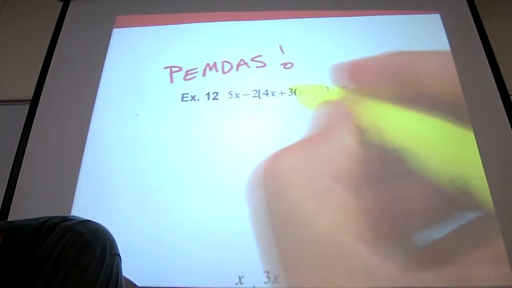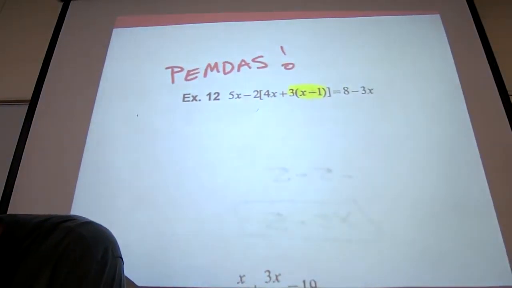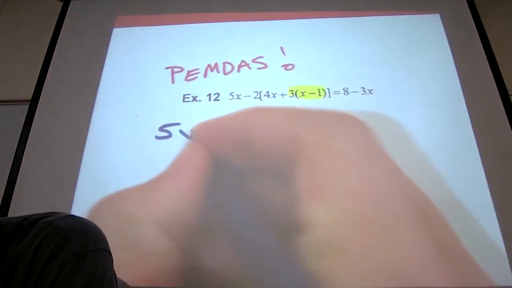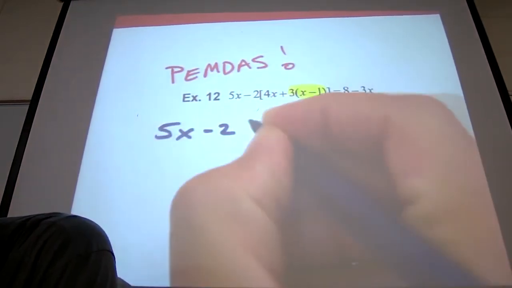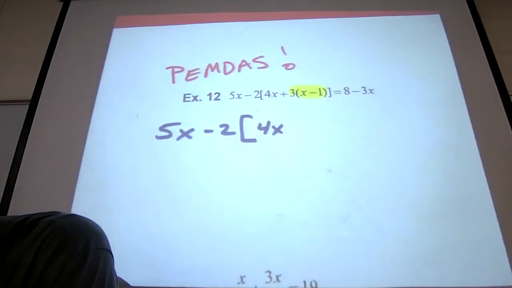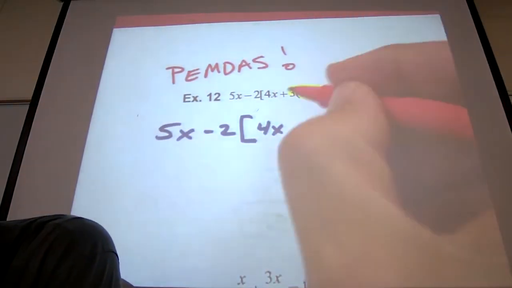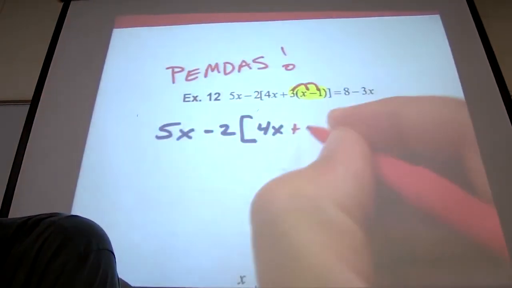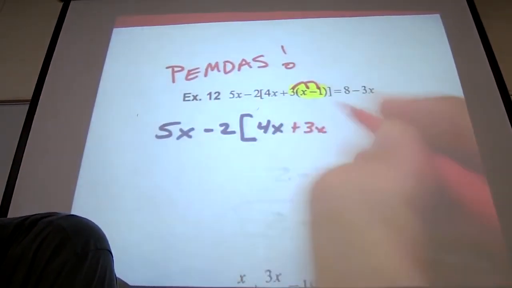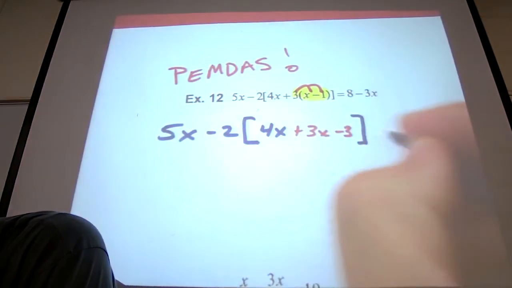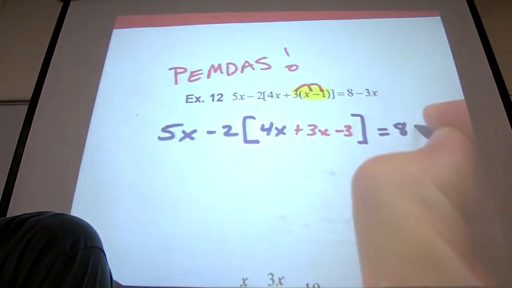Exactly what Cole said. Let's go ahead and take care of that first. Okay? So I'm going to rewrite it. I have 5x minus 2 times this bracket of 4x. And now I'm going to distribute 3 times x is 3x, and 3 times negative 1 is negative 3. Okay, so in red is what I've done so far.